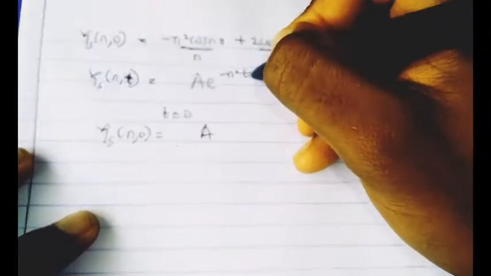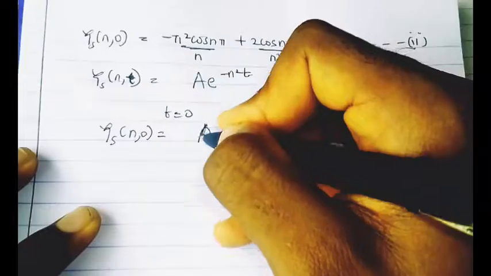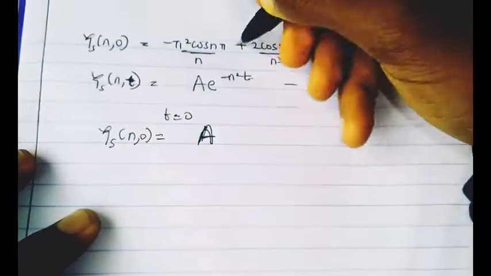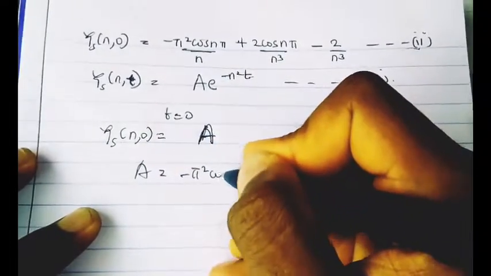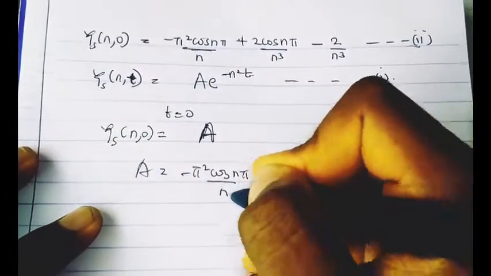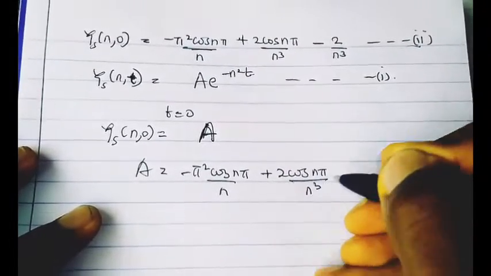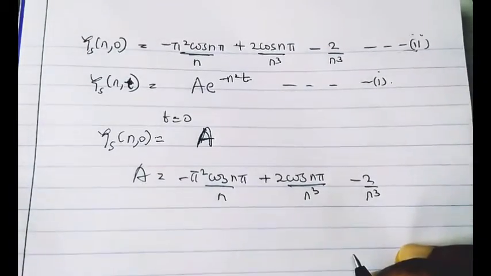So when I put t is equal to 0 here, 0 times this is 0, and exponential 0 is 1. So I'm just going to be left with a, right? So comparing this equation and this equation together, my a will be equal to minus pi squared cos n pi over n plus 2 cos n pi over n raised to power 3 minus 2 over n raised to power 3. So this is the value for my constant a.